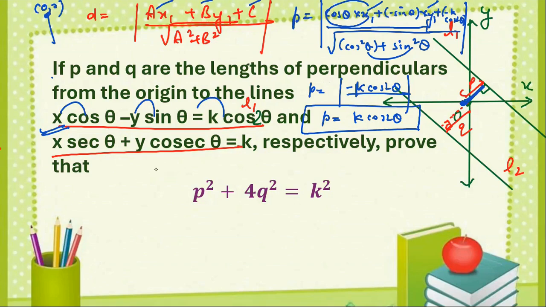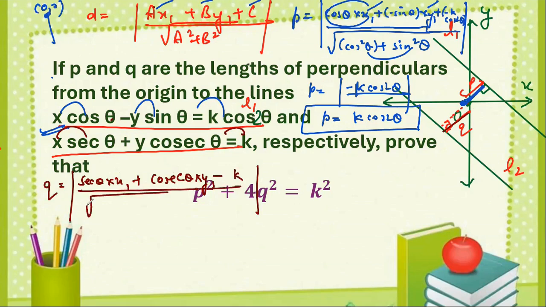Right? Now, everyone, let's apply the same formula for line 2. So distance is what? Q. This we have is equals to modulus of A, so A is multiplied with X, that is sec theta, multiplied by X1, plus Y. B is cosec theta into Y1, minus K, you have to take this K to the left hand side, divided by the square root of secant square theta plus cosecant square theta, because A is sec and B is cosec.